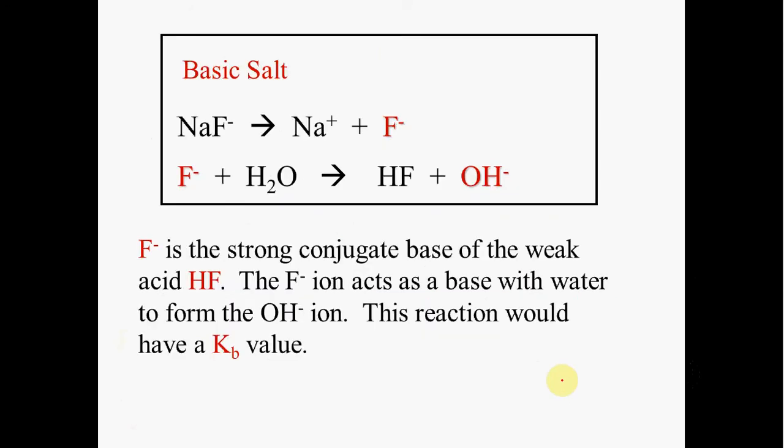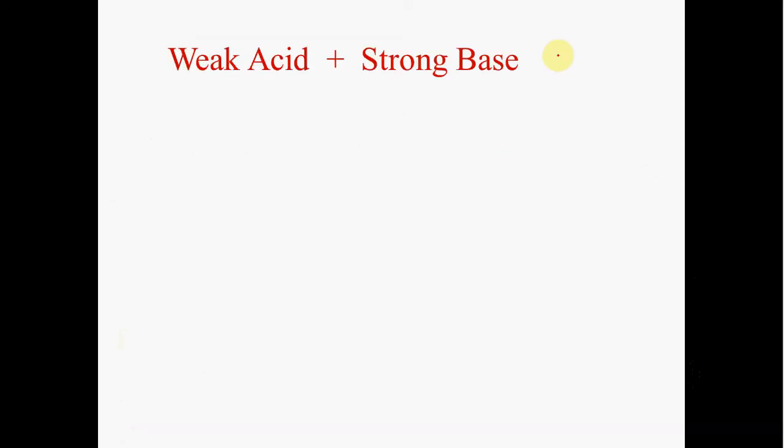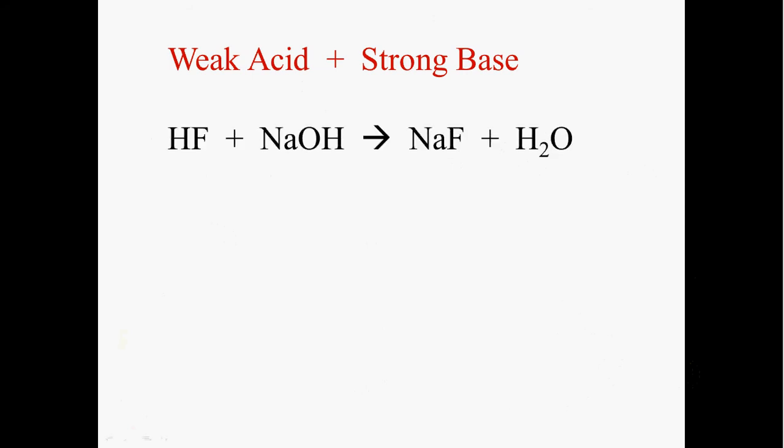The F negative in this example is the strong conjugate base of the weak acid hydrofluoric acid. Therefore, it will act like a base. It's a stronger base than water. Remember, you're going to need a Kb value because you're forming the hydroxide ion. If you titrate a weak acid with a strong base, you're going to get this type of salt.